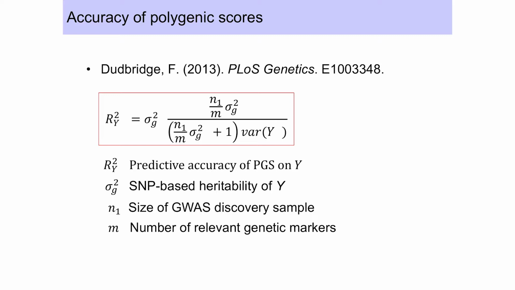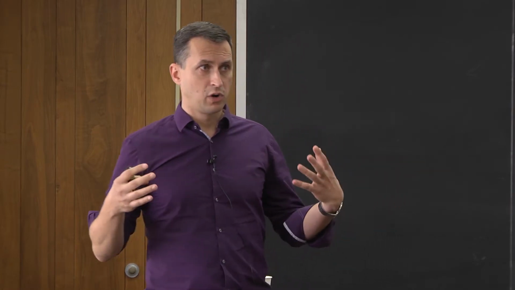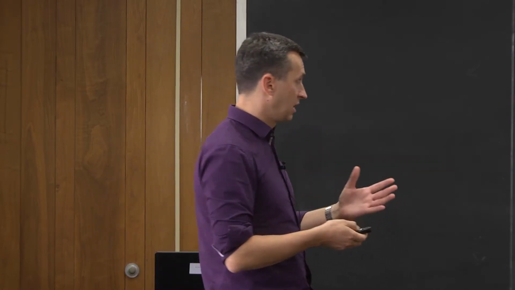You can actually work out the relationship between the expected accuracy of a polygenic score and features of the GWAS that you're running, such as the heritability of the trait, the GWAS sample size, and how genetically complex the trait is. It turns out that your polygenic score will be better if your GWAS sample is large, if your heritability is large, and if the genetic complexity is low. So the more complex the trait is, the more difficulty you will have estimating the true betas.